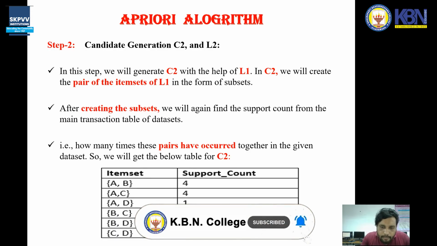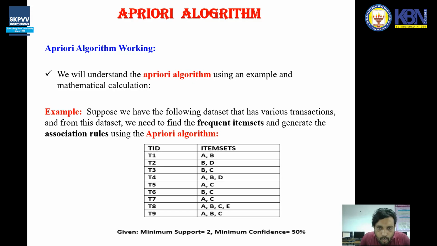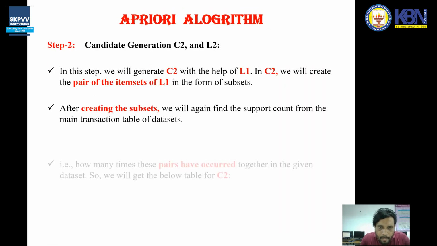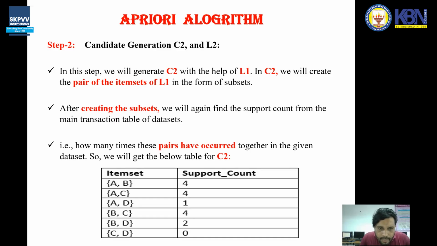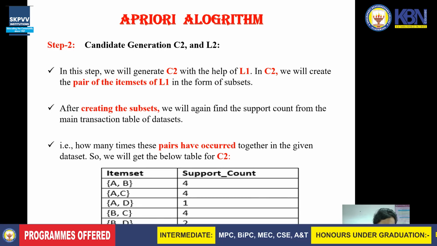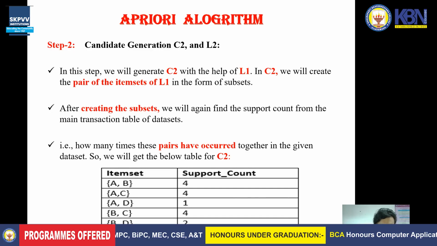So in the previous transaction table, what are the pairs? A comma B and AC, the total pairs of the data elements in the tables are: A comma B count will be 4, A comma C count will be 4, then A comma D count will be 1, and B comma C count will be 4, and B comma D count will be 2, the C comma D count will be 0.